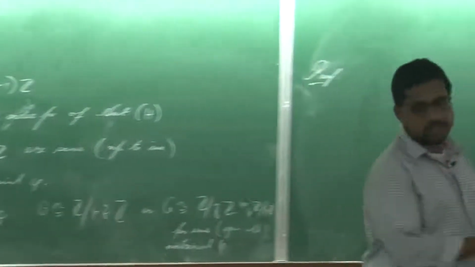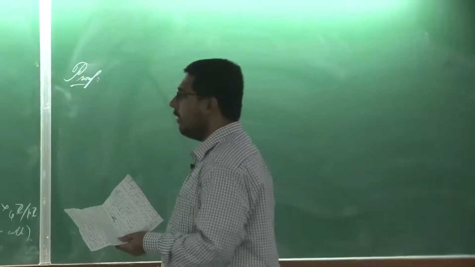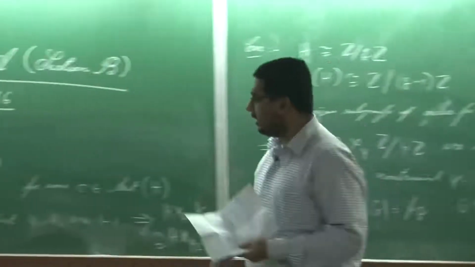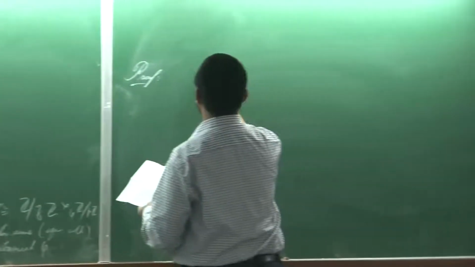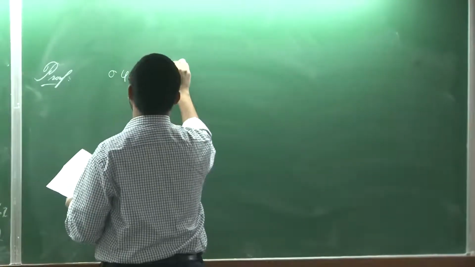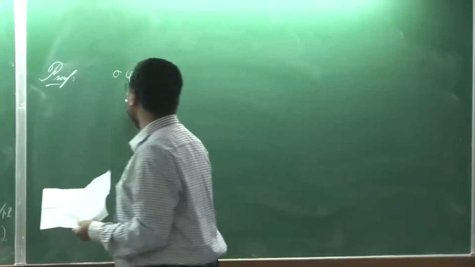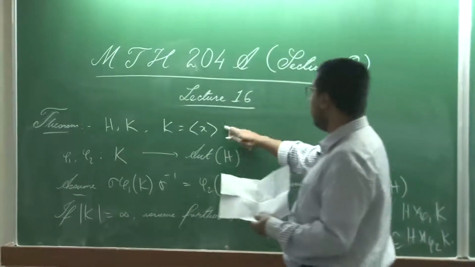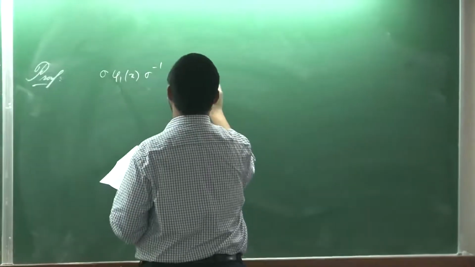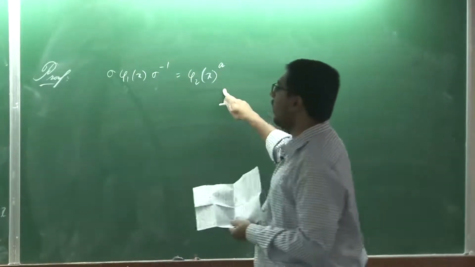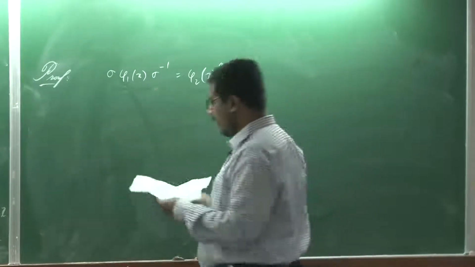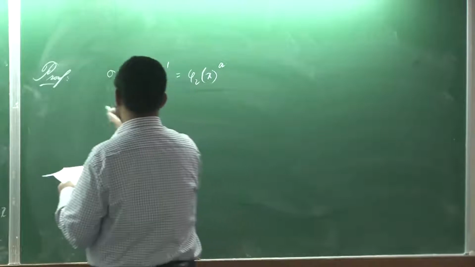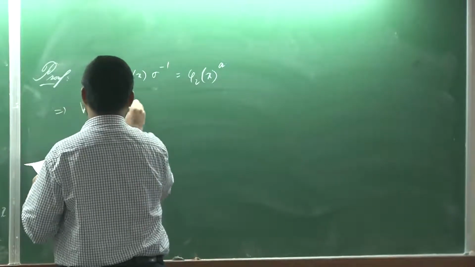Similarly, phi 2 x is also a generator of image of phi 2, and they are conjugate to each other. So, it is quite clear that sigma phi 1 x sigma inverse. So, phi 1 x is a generator of phi 1 k, and once we conjugate that by sigma, it has to be a generator of phi 2 k. On the other hand, we have a generator phi 2 x. So, this will be some power of that, okay, because this is a generator of phi 2 k, this also turns out to be a generator of phi 2 k.